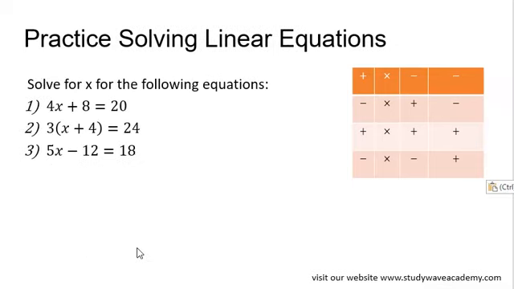Good. So we have another example for you to practice using the previous examples. Practice solving linear equations. Solve for x for the following questions. We can do that, right? Look through the previous examples and you'll be able to solve on your own.